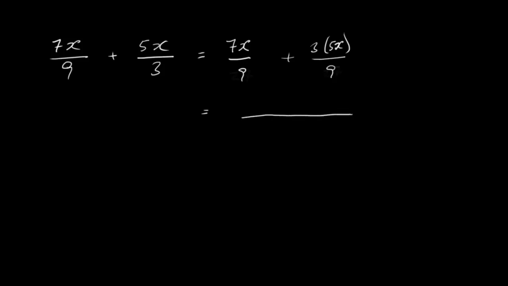Okay, so let's put these two together then. We have a 9 on the bottom, we have a 7x up here, and we have 3 5s. This will give us 15x up here. 3 times 5 is 15x. So finally then we just have 15x and 7x, so that will give us 22x over 9, and that's it. So this would be what you would get when you add these two fractions together.